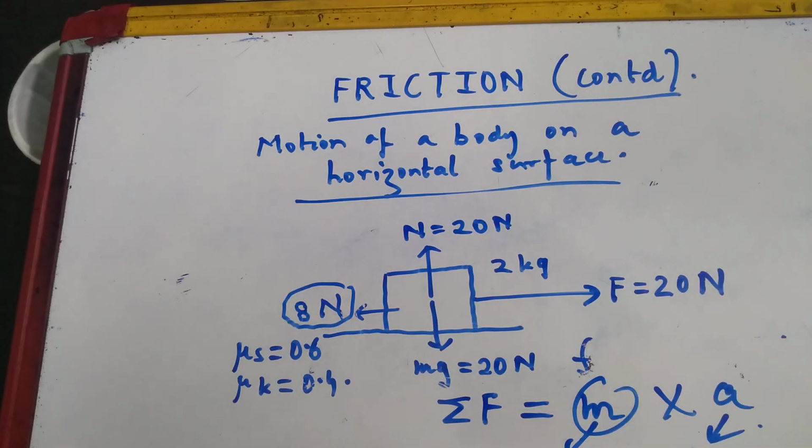So the acceleration in this particular case will be the net sum of the forces, 20 minus 8, which is 12, towards the right. Mass of the body is 2, so acceleration becomes 12 by 2, which is 6 meter per second square, which is a pretty big number. Acceleration of 6 meter per second square is a pretty big number.